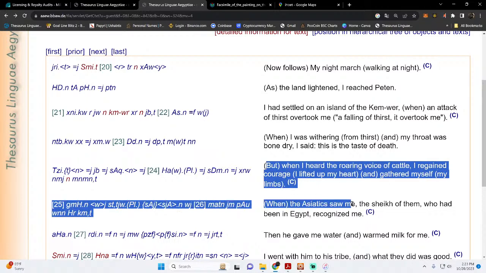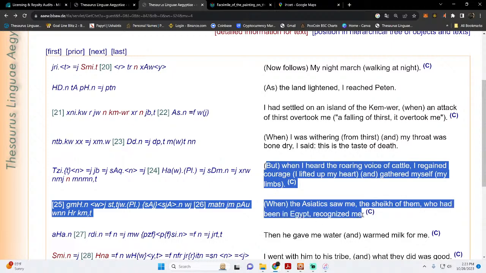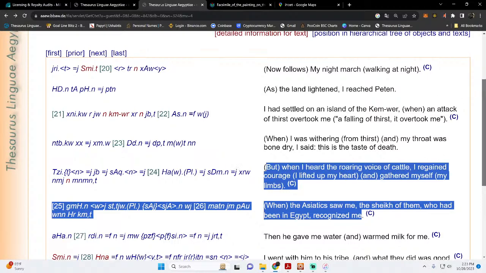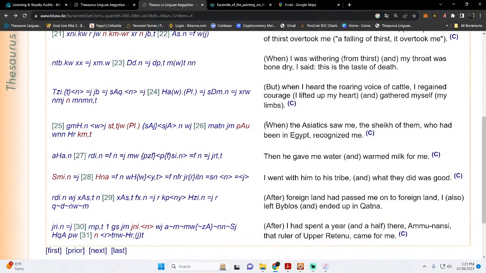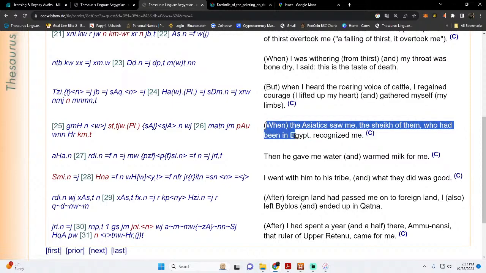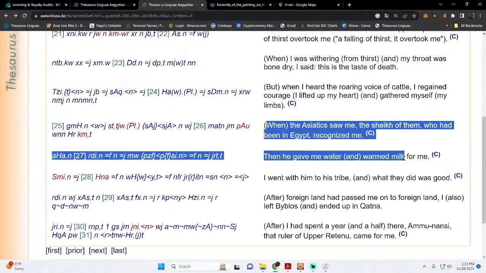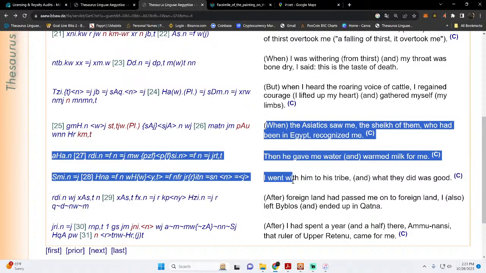When the Asiatics saw me, the sheik of them who had been in Egypt recognized me. So hold up. He said he was coming to the wall. Am I too early in the story? Because I want to get to the part where he's coming back to Egypt. But now you can still see the Asiatics, the sheik had seen him in Egypt. They recognized him and he gave him water and warm milk. And I went with him with his tribe. So now I'm too early in the story, man. He was on his way out of Egypt when he came to that wall. Let's go to the end when he's returning.